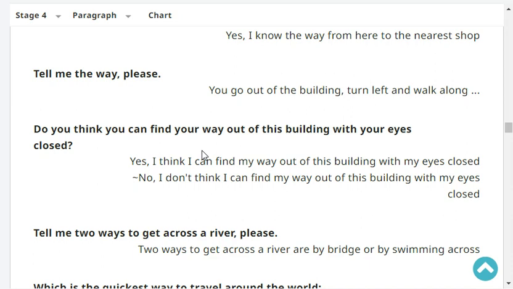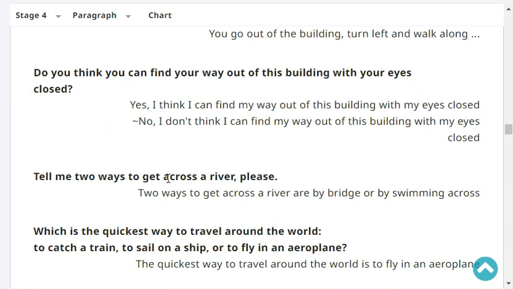Do you think you can find your way out of this building with your eyes closed? Yes or no? Yes, I think I can find my way out of this building with my eyes closed. Tell me two ways to get across a river. Two ways to get across a river are by bridge or by swimming across.